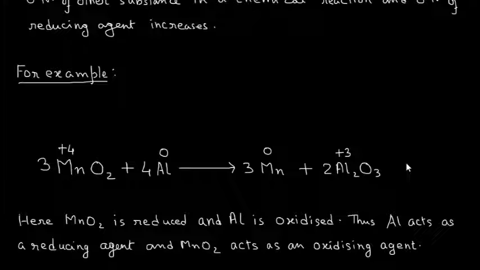Again repeating the same, MnO2 increases the oxidation number of aluminium. So MnO2 is an oxidizing agent. On the other hand, aluminium decreases the oxidation number of Mn in MnO2. Therefore, aluminium is acting as a reducing agent.